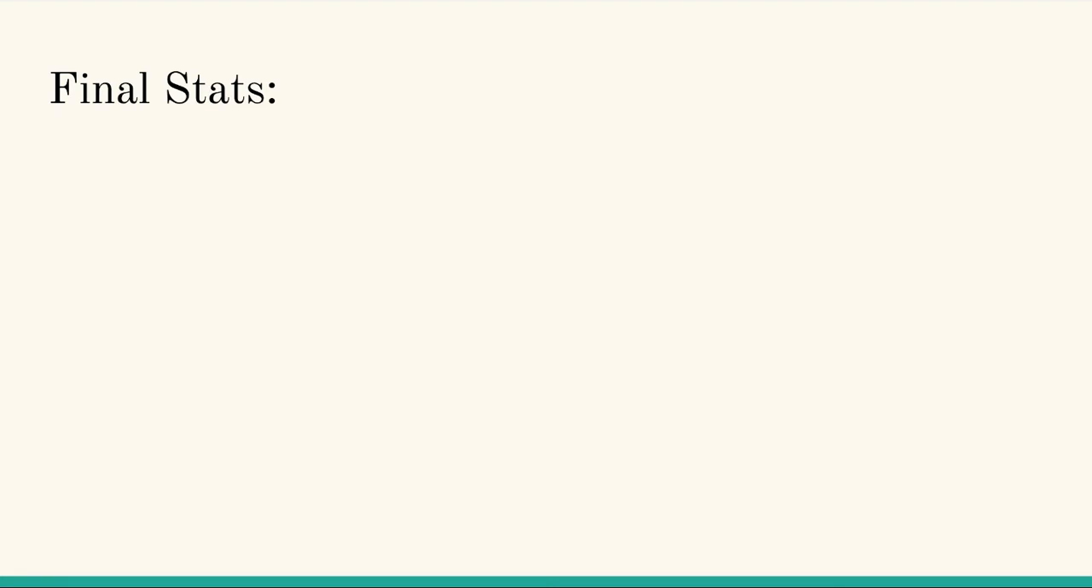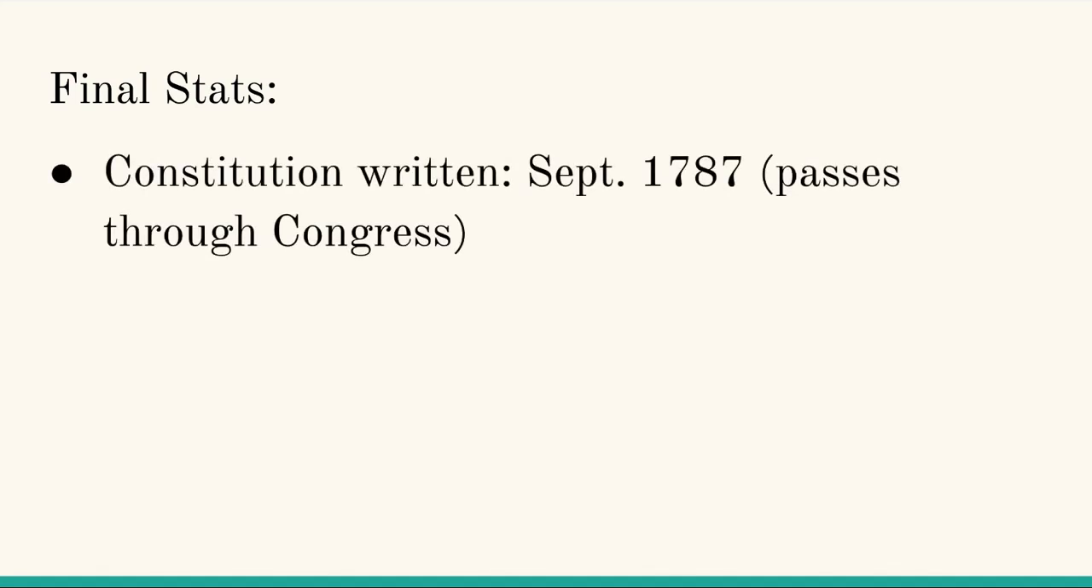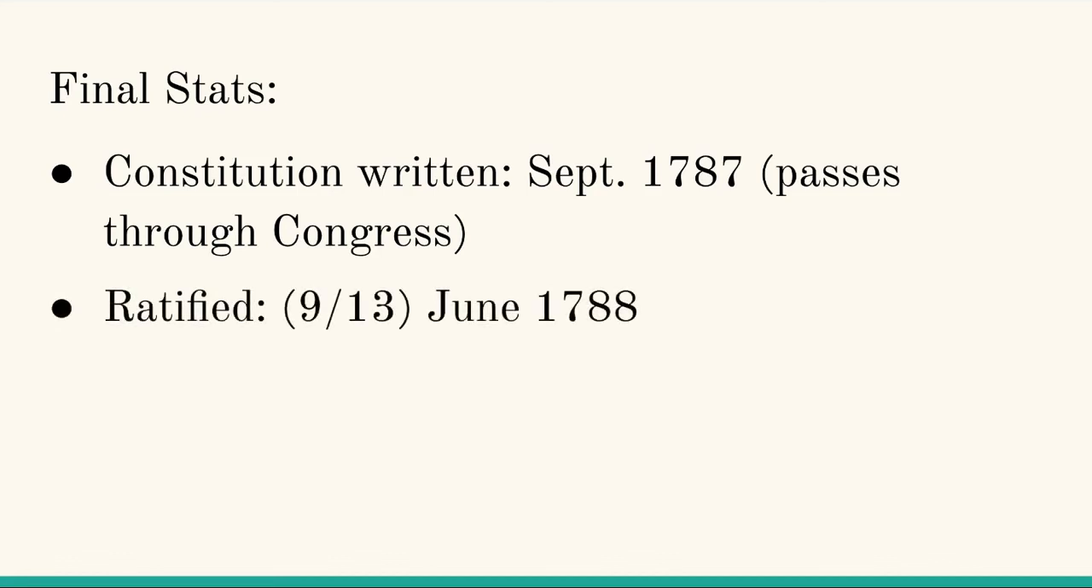Some final stats about the Constitution. You're not going to need to memorize these years, but I want you to see around how long this took. The articles of the Constitution, the thing that's setting up the government and job descriptions and all of that, are three branches. That is written in September of 1787 and it goes through Congress. It's what's trying to get ratified by those first nine states. It's ratified after we pass or add the Bill of Rights in June 1788.